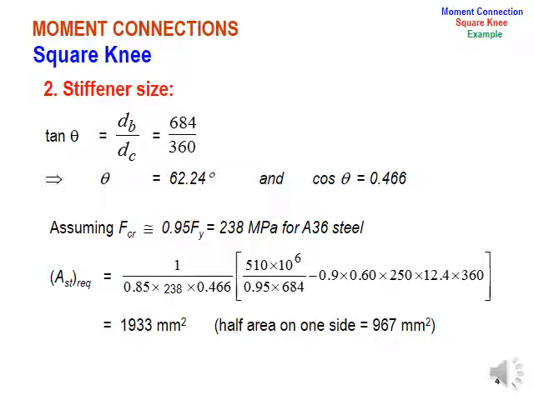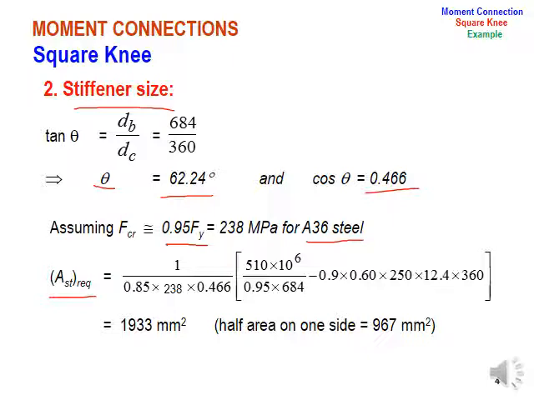Second step is the stiffener size. First of all we need theta. The theta will be tan inverse of db over dc. It comes out to be 62.24 and cos theta will be 0.466. Assuming Fcr is equal to 0.9 Fy, as I told you, it is equal to 238 megapascal for A36 steel. Finally, we have already discussed the area to calculate the stiffener.